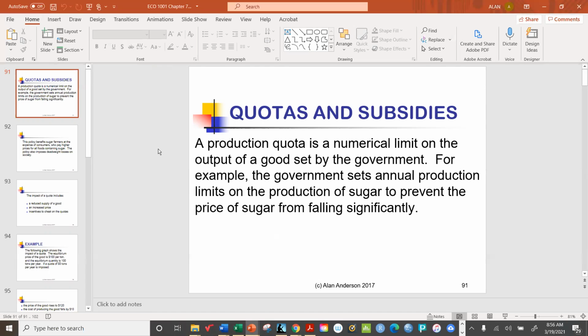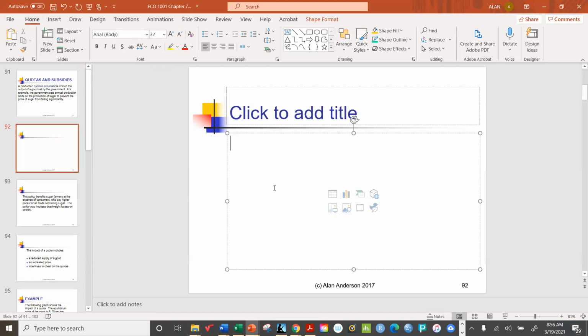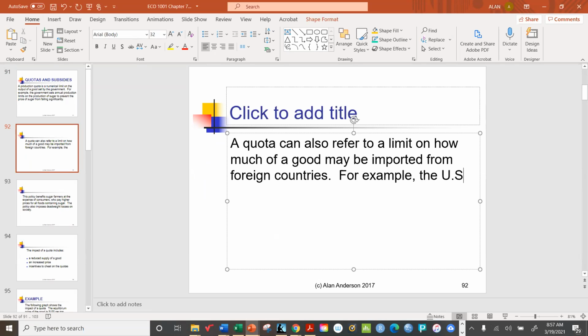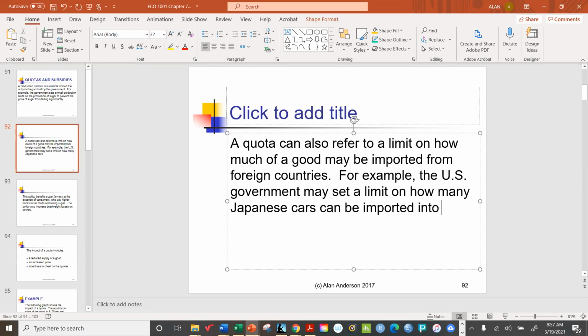But in international terms, a quota is a limit to how much of a good can be imported from a foreign country. Okay, so a quota can also refer to a limit on how much of a good may be imported from foreign countries. For example, the US government has in the past often done this, may set a limit on how many Japanese cars can be imported into the country.